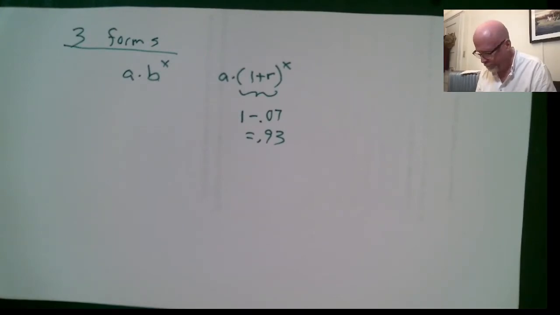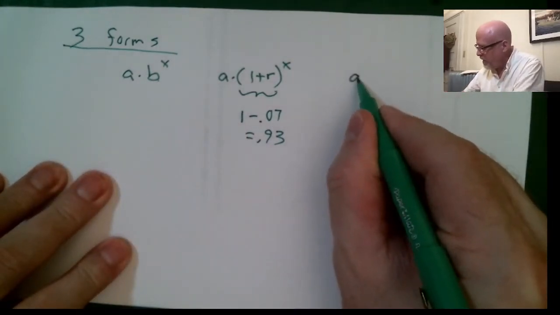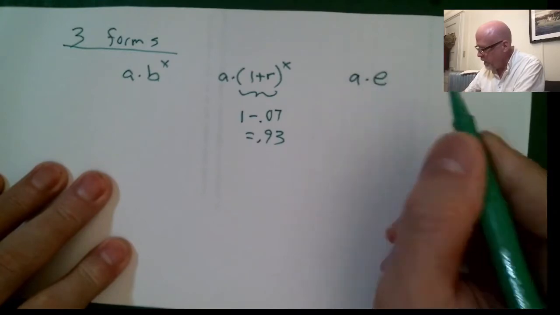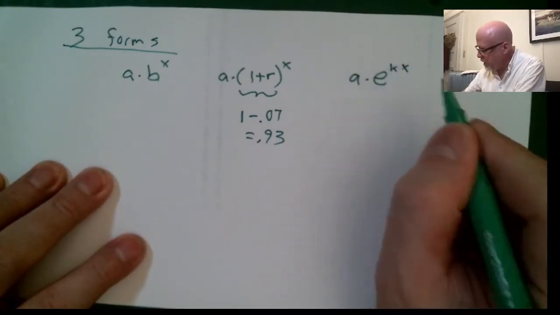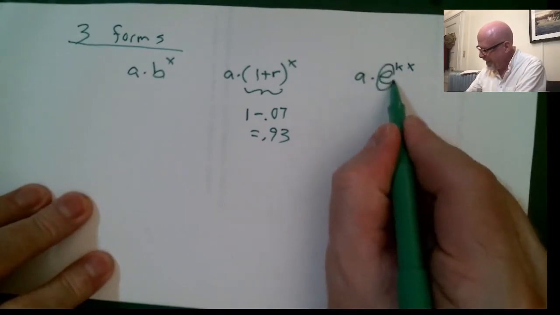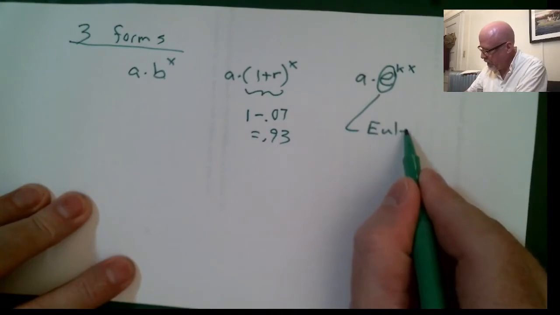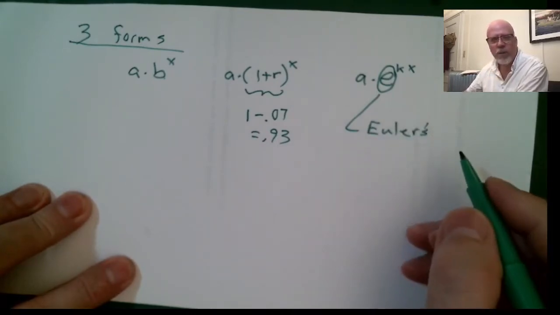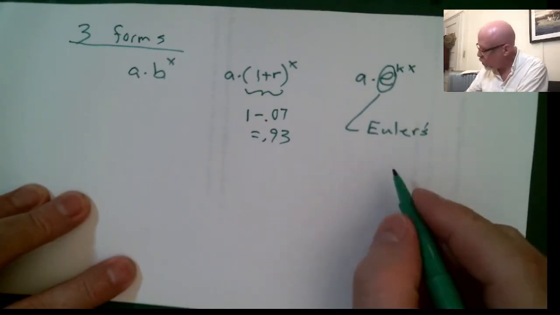There is another form that almost comes out of left field. And so I need to show you that one. It still has an a out front, but it has this new thing called e, and it's raised to a constant times x. So what is e? e is a particular number. It's known as Euler's constant. I know that looks like it should be pronounced Euler, but it really is not. It's Euler, like the Texas Oilers.